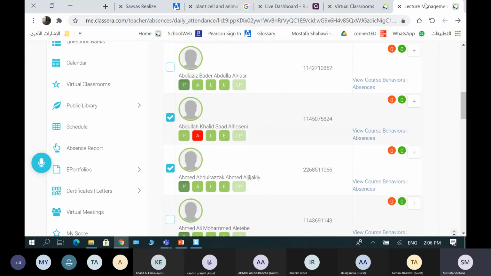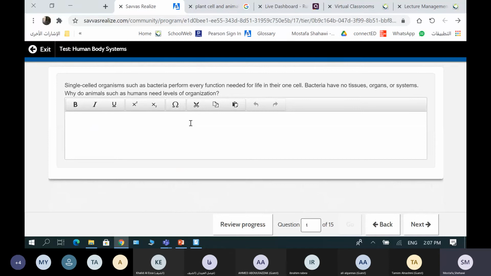Ahmed, do you know the answer? Can you think about an answer for this question? Yes, I'm thinking. I guess, teacher, because it needs energy. Also, bacteria need energy and can get energy from one cell only without levels of organization.